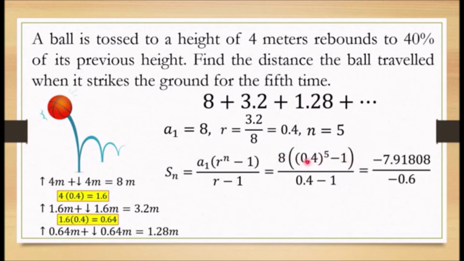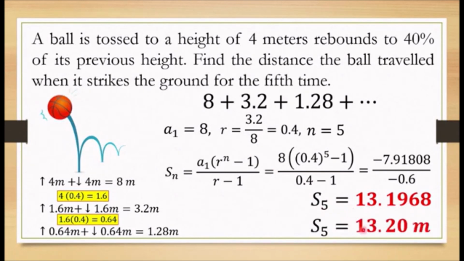So simplifying further, we have negative 7.91808 divided by negative 0.6. And negative divided by negative is positive. So the quotient of negative 7.91808 and negative 0.6 is 13.1968. So for the final answer, we have 13.19, or if you round to the nearest 2 decimal places, we have 13.20 meters.